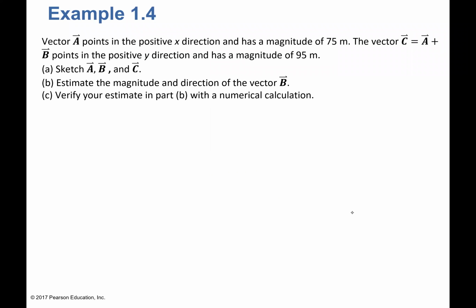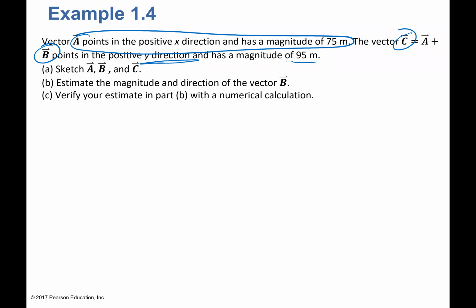All right. That means what I have here is this. In this particular example, I'm given vector A in terms of its magnitude and direction, and vector C, which is the resultant. That means in a way, this vector B is unknown. It's not given to us. But we know that if I add vector A and vector B together, I'm going to get vector C, which is pointing in a y direction with a magnitude of 95 meters.